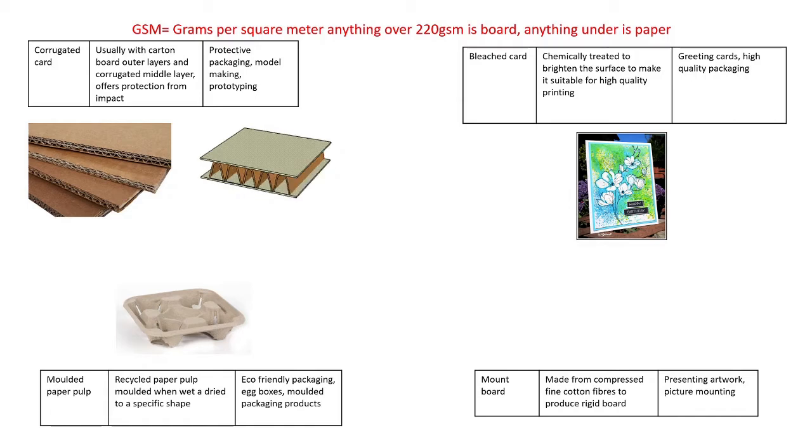It's used for egg boxes as well, and also some electronics. It's not bleached or treated or anything like that because it doesn't need to look nice. It's literally just effective, eco-friendly packaging that can hold things in place. So it's actually used quite a lot.